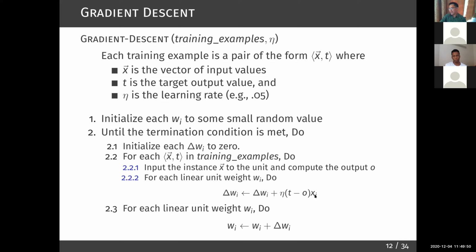Now XI of the data set: target minus output multiplied by the learning rate. For the most part, this part here will be here. You can also do this by accumulating the previous error, but for the most part, we do this. You update the weights based on this gradient of the error.